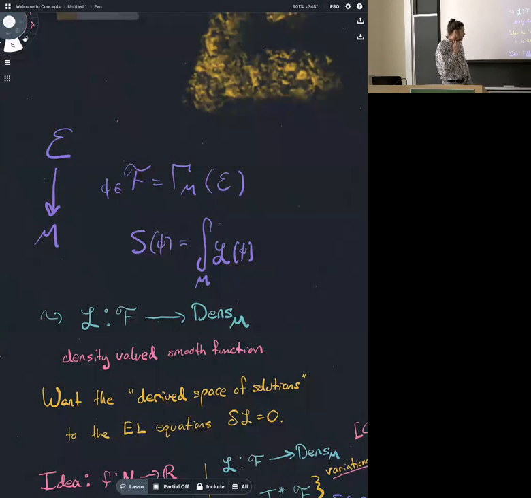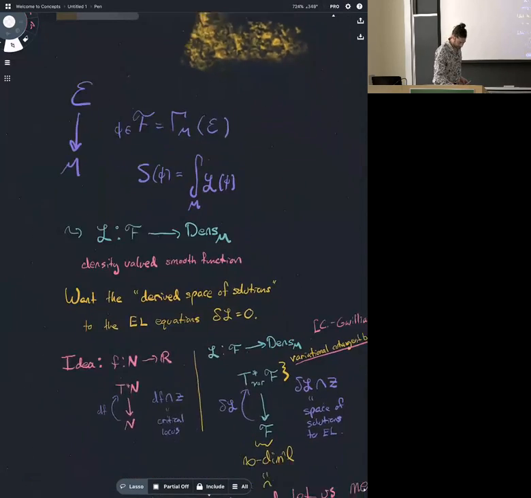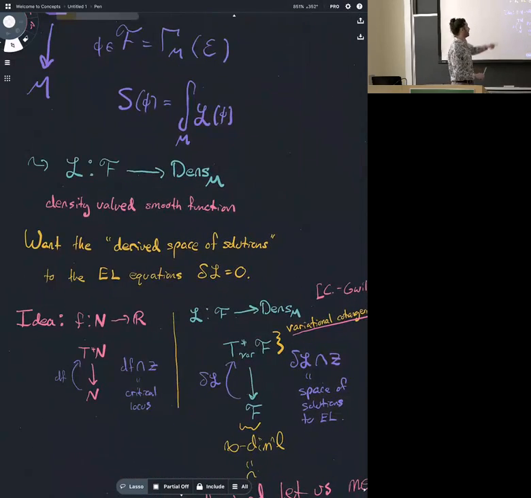Okay. So what is the derived space of solutions to the Euler-Lagrange equations? First of all, if I just take the action S as a function, take dS in the cotangent bundle, and try to take the zero set of that, I'm going to get something terrible. It's not going to look like anything useful, and it's not going to match up with physics. There's a reason for that. We shouldn't be thinking about it as a real valued function. If M is not compact, it may not even be a number. And second of all, you should really think about it as a function into densities.